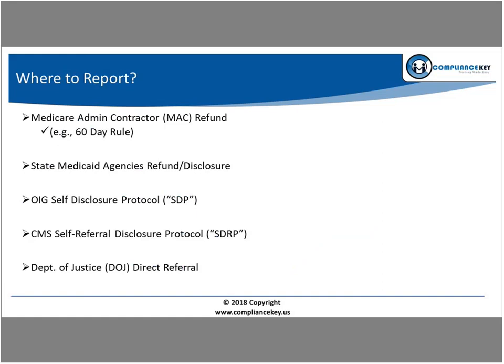If you've got something that is potentially more fraudulent, then that would potentially trigger the OIG Self-Disclosure Protocol. There separately is a CMS or Medicare Self-Referral Disclosure Protocol, which is specific to potential Stark Law violations. So that's another avenue you may possibly go down. And then, depending upon your facts and circumstances, it may just make the most sense to do a direct referral to the Department of Justice. Again, that's going to be fact specific, and I'll talk a little more about what I mean by that as we go forward.